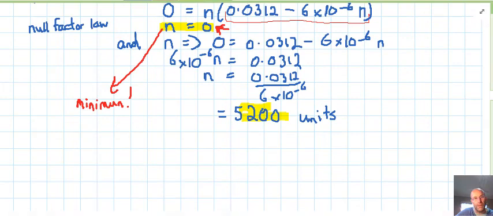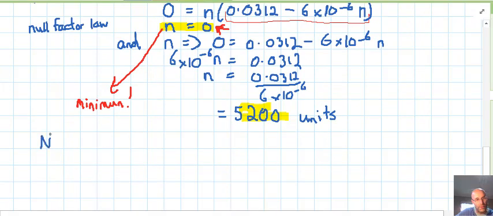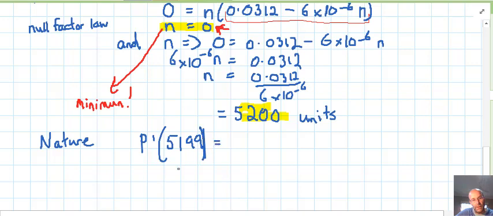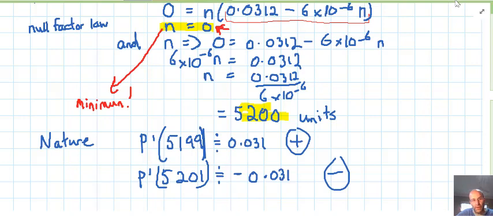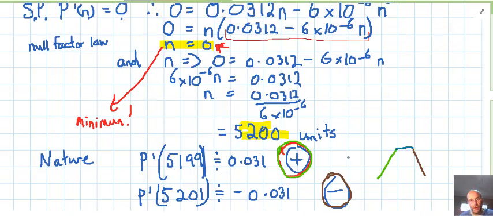So pursuing 5,200, the nature of the stationary point, we can use either the first or second derivative test. I'm just going to use the first derivative test because, while it's not the most efficient, it is a safer bet, just to keep the video short and sweet and easy to understand. So I'm going to go either side of the turning point. You should be familiar with that. Into P dash we put in two values, one just before and one just after the stationary point. That gives us the nature of our stationary point, and it's a max.